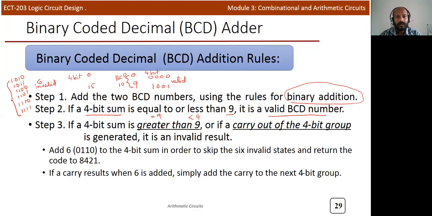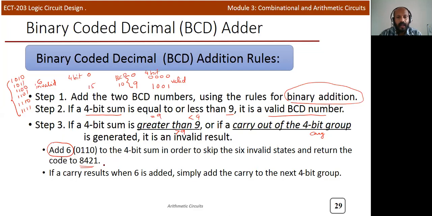But if the 4-bit sum is greater than 9, or if there is a carry out of the 4th bit, we need to perform some more operation: we add 6 to that result. Binary 6 is 0110 in 4 bits. After performing this operation, you will get a valid BCD number. That is known as the 8421 code; 8421 is another name for BCD.